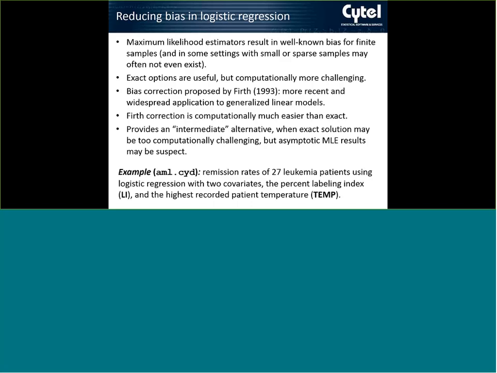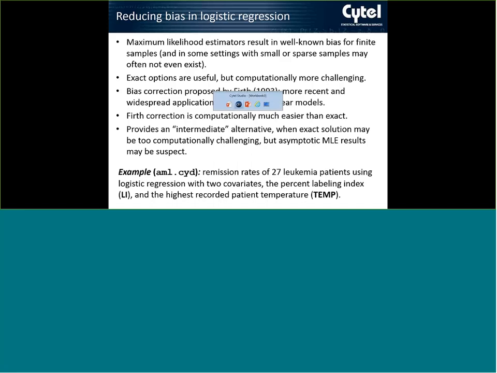For example, this data set having to do with remission rates of leukemia patients has been included with LogXact. There are two covariates. One is what's referred to as the percent labeling index, and the other is the highest recorded patient temperature. So investigators were interested in the associations between these two variables and how these patients experience remission.